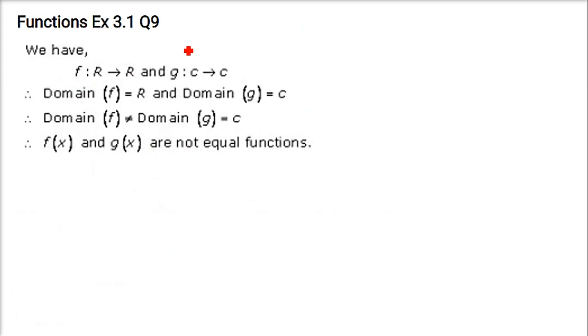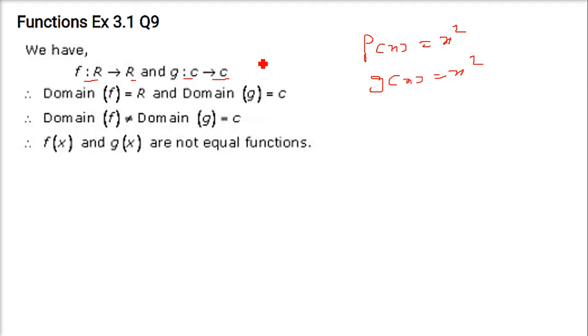Let f be from R to R and g be from C to C. So you can assume it to be a real number. It can be any number, complex number you can say. So the question being asked is, if f(x) is equal to x square and g(x) is equal to x square, then are they equal functions? They are not equal functions.